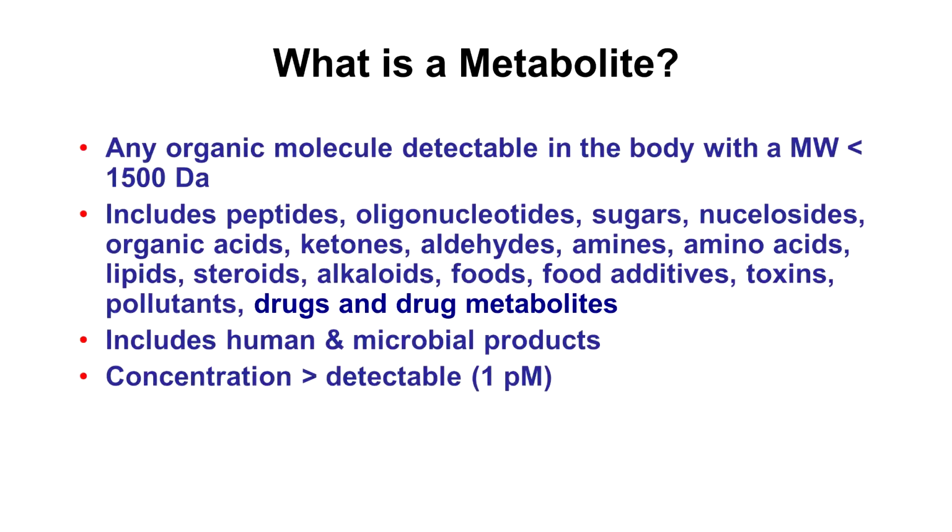But it also can include other things that we expose ourselves to, the foods we eat and the food additives, alkaloids that might be found in certain fruits or vegetables. There's obviously toxins and pollutants and drugs, over-the-counter and prescription, along with their drug metabolites. It also includes all of the compounds that we find in terms of the microbiota.